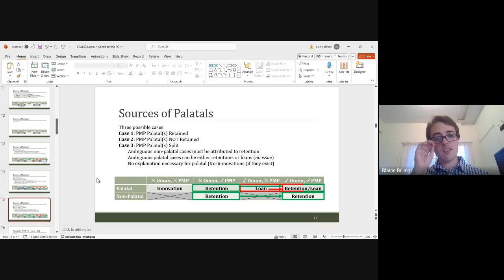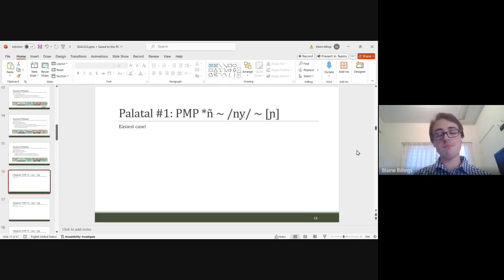Okay, and then the last case is that there was a split. So you have the PMP palatals that became both palatal and non-palatal, in which case everything gets confusing, and we're just not going to be talking about that because I don't want to get into the confusing. Okay.